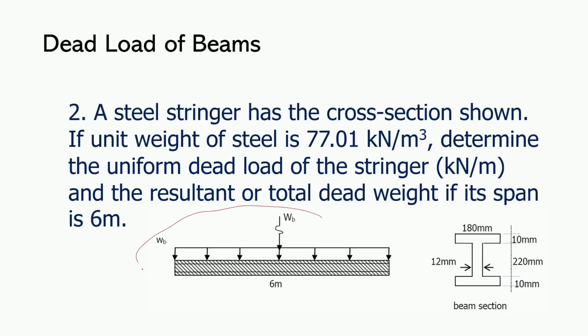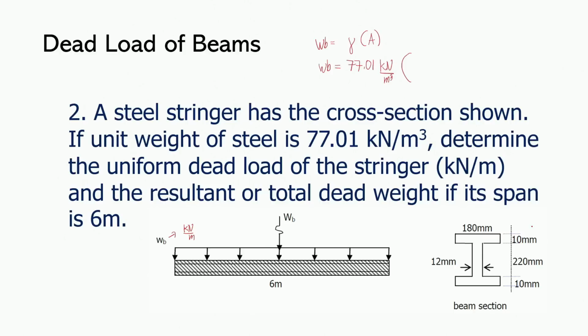So meron na akong figure para dito. Now this is WB in kN per m, and then ito yung resultant weight. That's why this is capital. So again, we will just use the same formula, diba? WB will be equal to gamma, or the unit weight, multiplied by the area. Now, our gamma will be 77.01. So, 77.01 kN per m cube. And then, we will multiply this by the area.